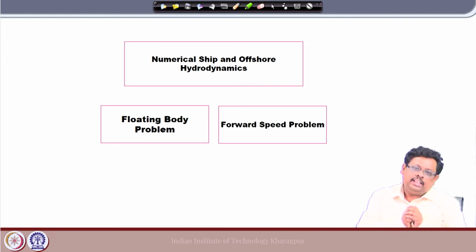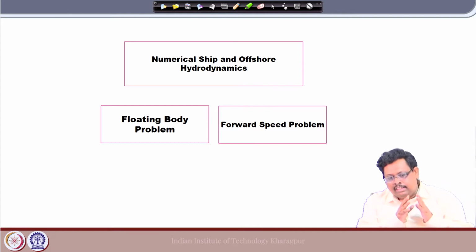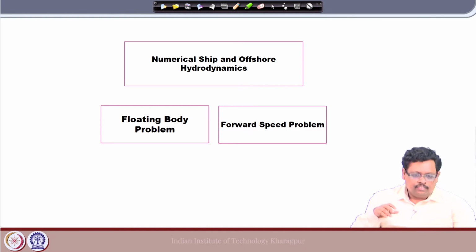Now, the second one is when the ship is moving forward, right. In the floating body problem you have the waves but the body is not moving, but when the body is moving, you have another type of forces coming into the picture. Therefore, it becomes a forward speed problem, which is more complex than the floating body problem. These are the two major things that we are going to cover in this course.